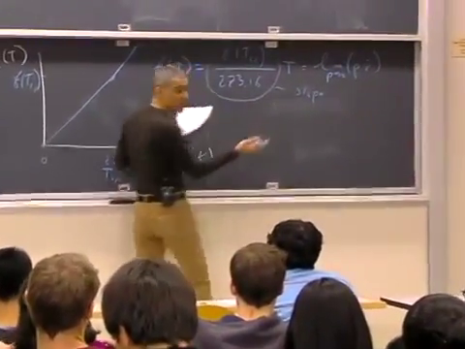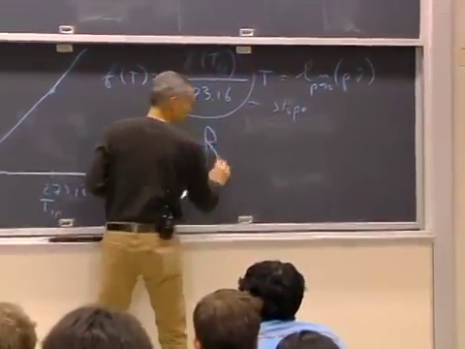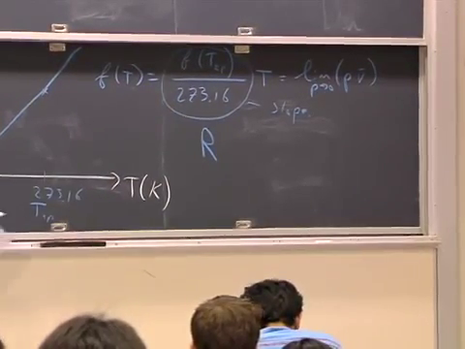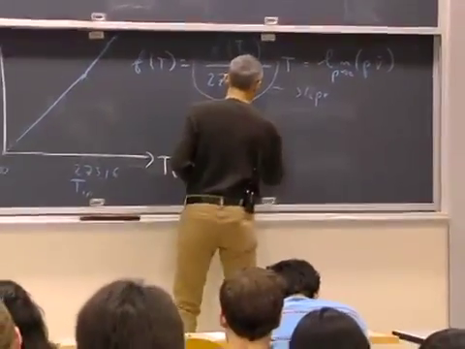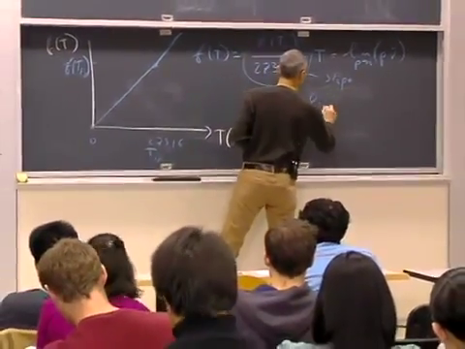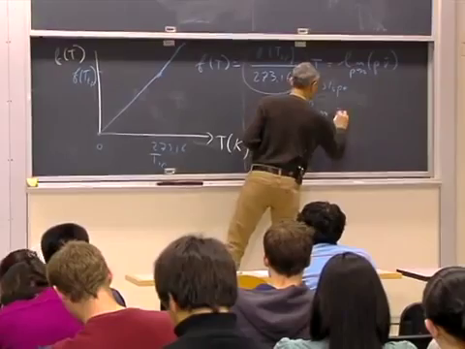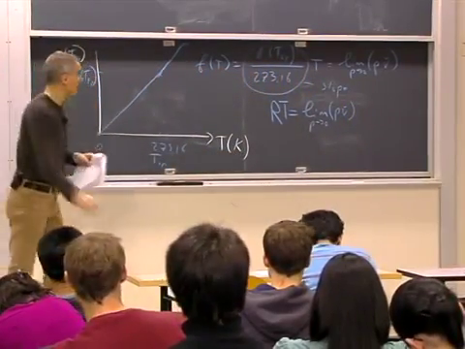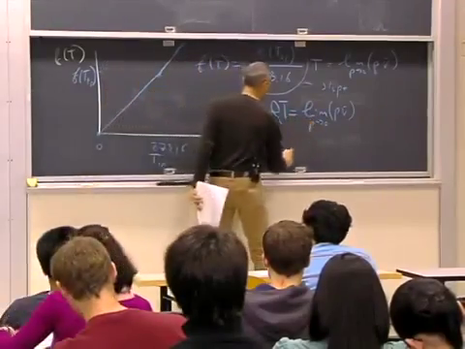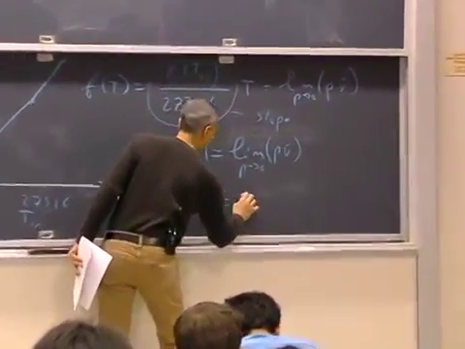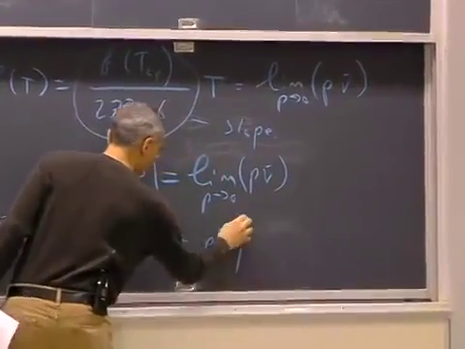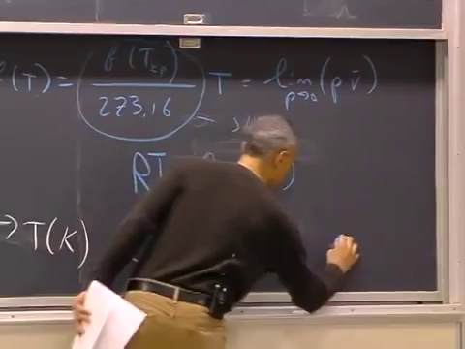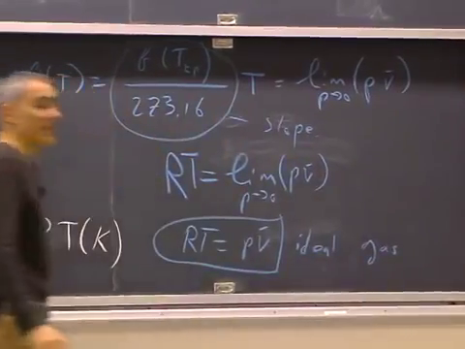Now this constant is just a constant. I'm going to call it R. It's going to be the gas constant. And now I have R times T is equal to the limit, P goes to 0, of P v bar. It's true for any gas. And if I remove this limit here, RT is equal to P v bar, I'm going to call that an ideal gas.